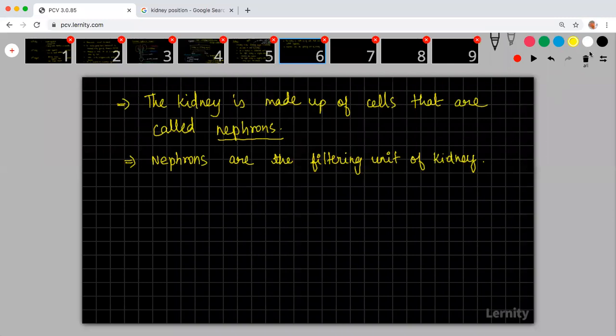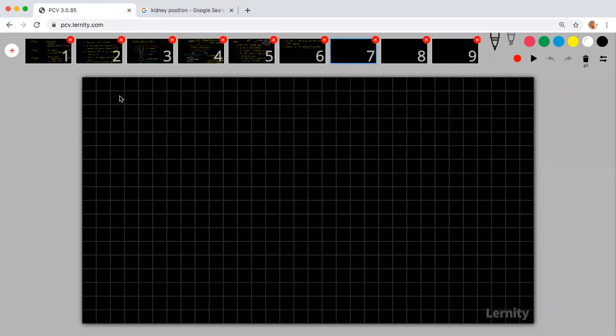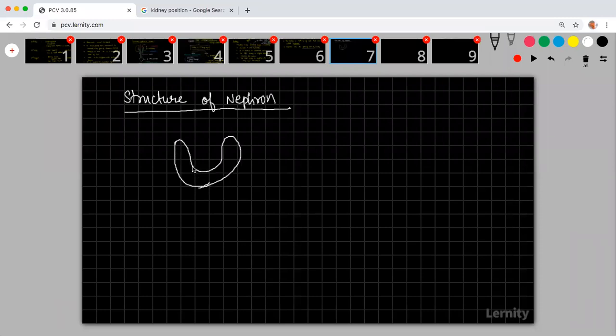Okay. So now what we are going to study is the nephrons, the structure of nephron. The structure of nephron is slightly complicated. So I will try to draw a very simple diagram for you. Please copy this. In exams, if you are drawing this, it is not a problem. People will accept it.